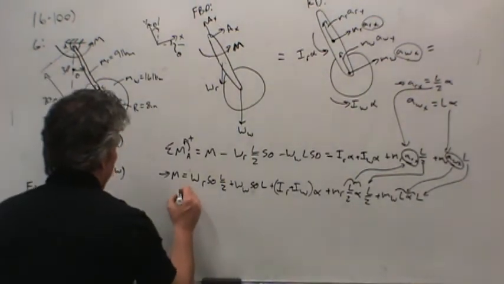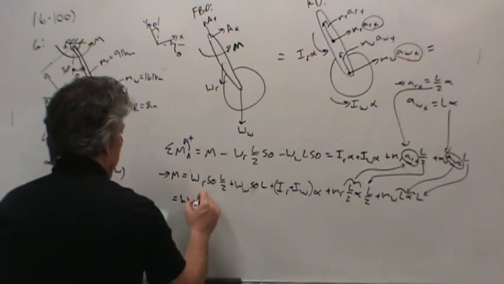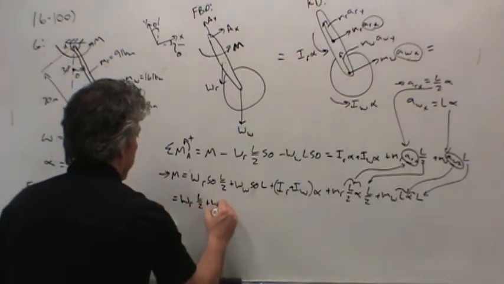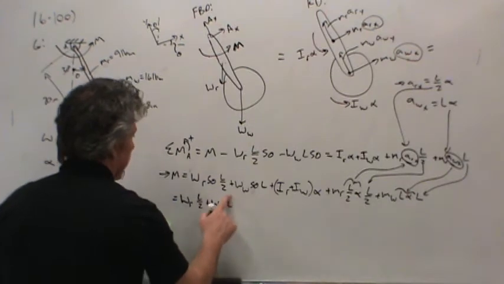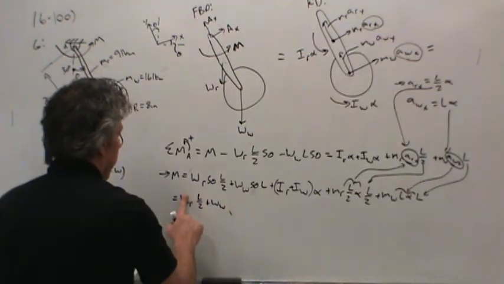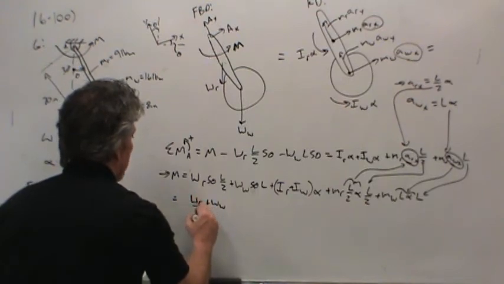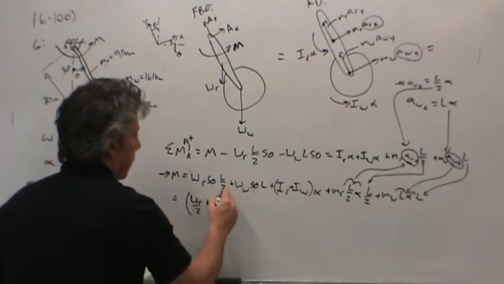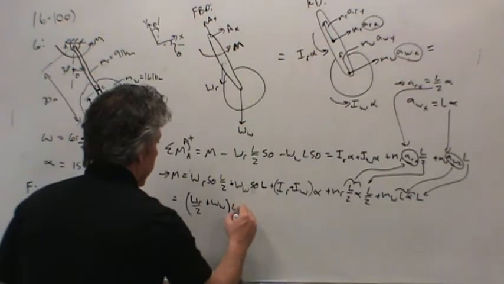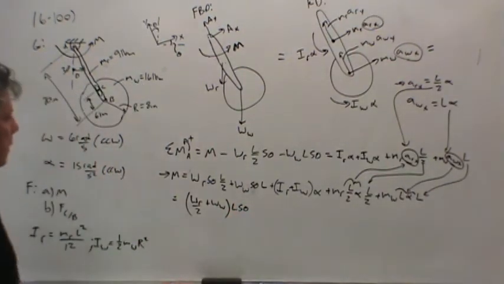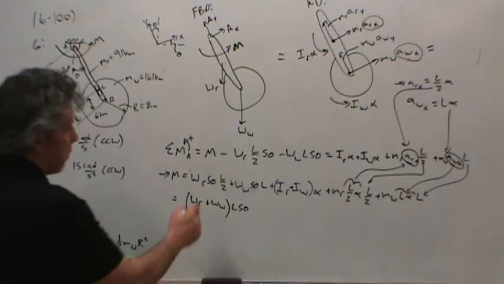So the moment equals WR L over 2 plus WW L. I guess we could factor out an L. How about if we have WR over 2? And then we'd be left with what? An L sine theta, right? Yeah. So that simplifies those.